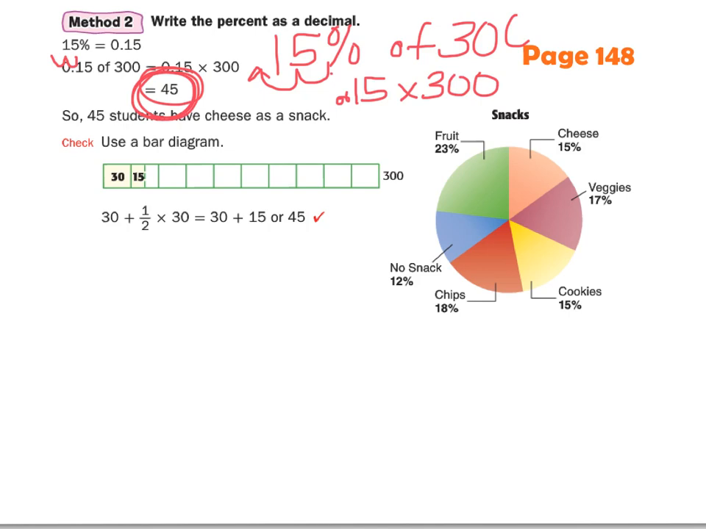Now our textbook here offers us this bar diagram as a visual for you to be able to see what's happening. That 10% would be 30 plus another 5% would be half of 30, and this might be confusing for many. You don't need to worry about this bar diagram.